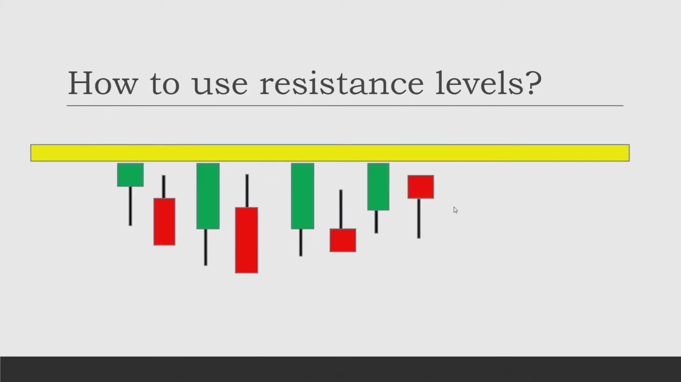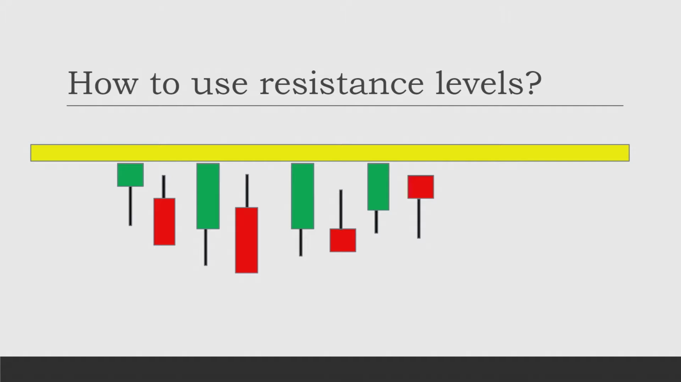Now we're going to go over how to use resistance levels to trade. We know at a resistance level, price normally gets rejected. This means that buyers gave out and sellers come in to reject the price. So we can use these levels to trade in several different ways. The first way is we can close our long positions if we are buying in at the support. That is one way to trade these levels.